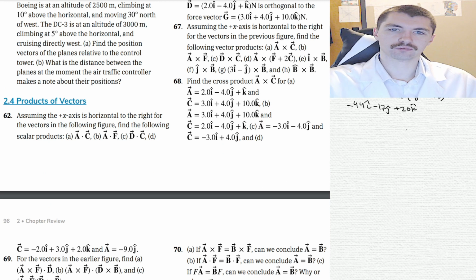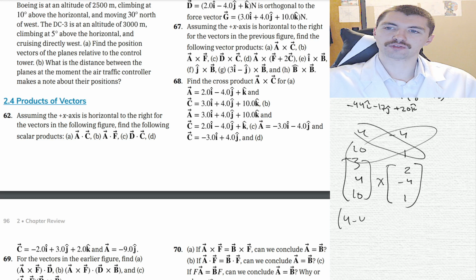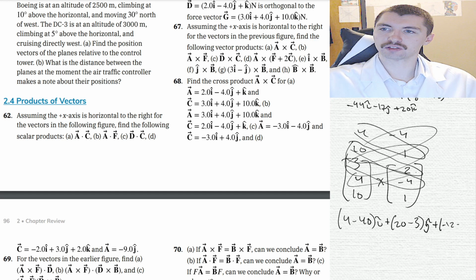All right. Okay, now we are going to do 3, 4, 10 cross 2, -4, 1. So we're going to get 4 minus 40 I, 20 minus 3 J, -12 minus 8. Okay. So -36 I.